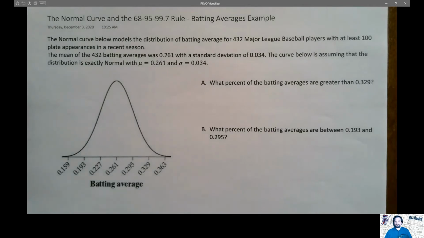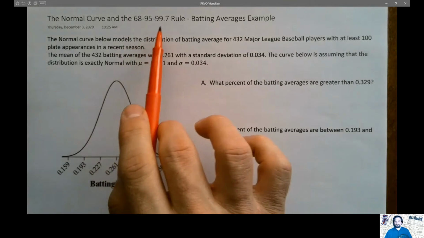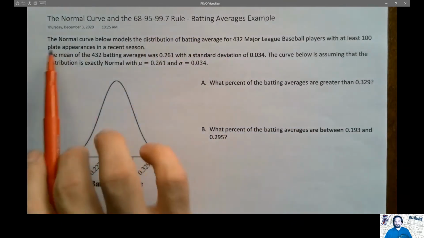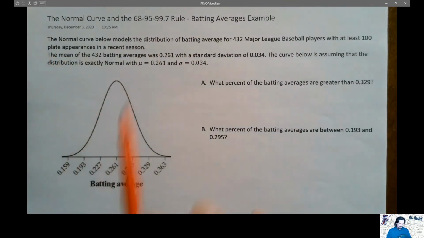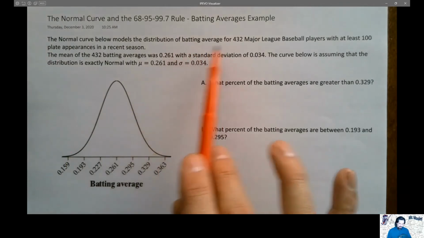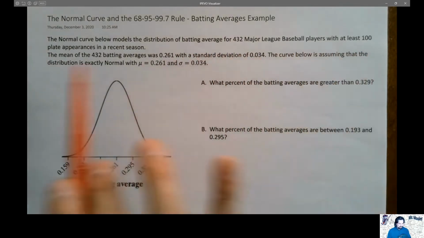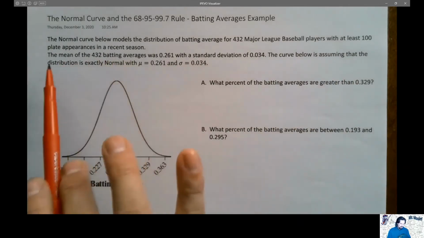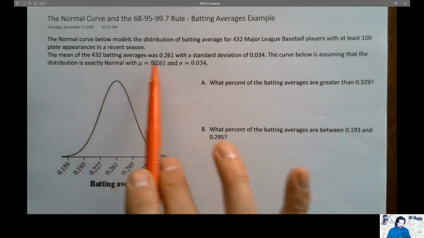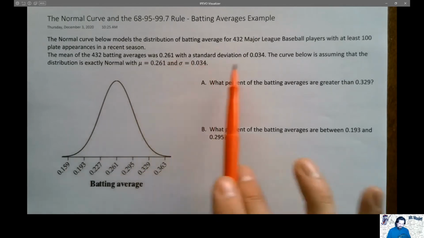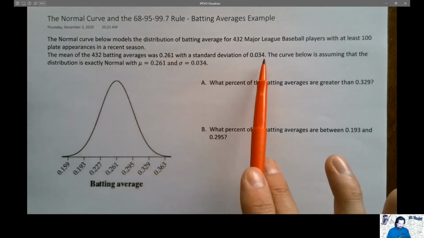Here is our normal curve, 68, 95, 99.7 rule. We're looking at the batting average example. Our normal curve below models the distribution of batting average for 432 Major League Baseball players with at least 100 plate appearances in a recent season. The mean of the 432 batting averages was 0.261, and the standard deviation is 0.034.